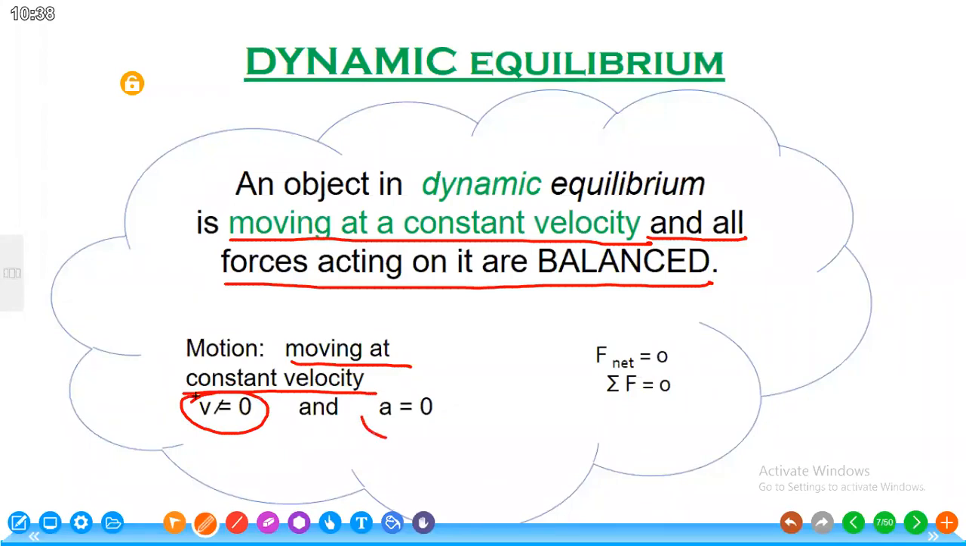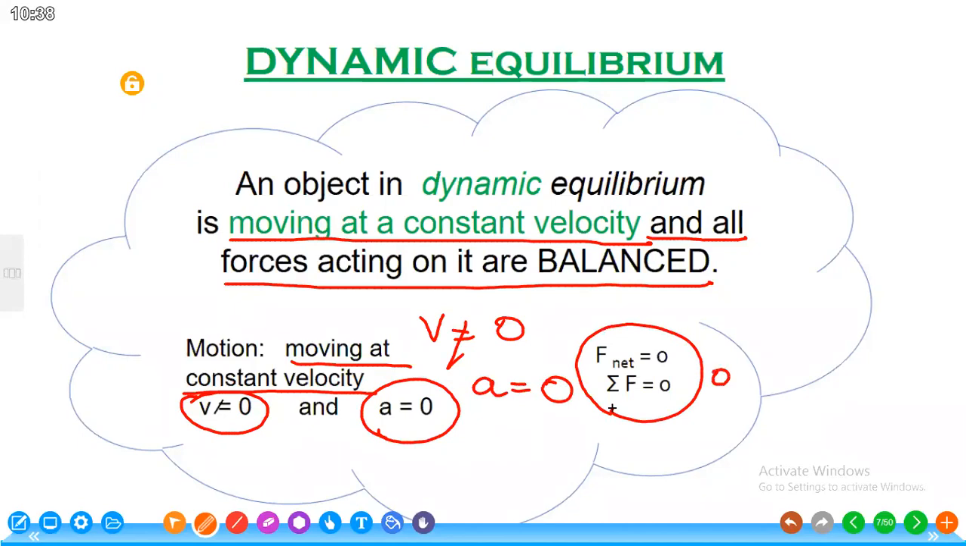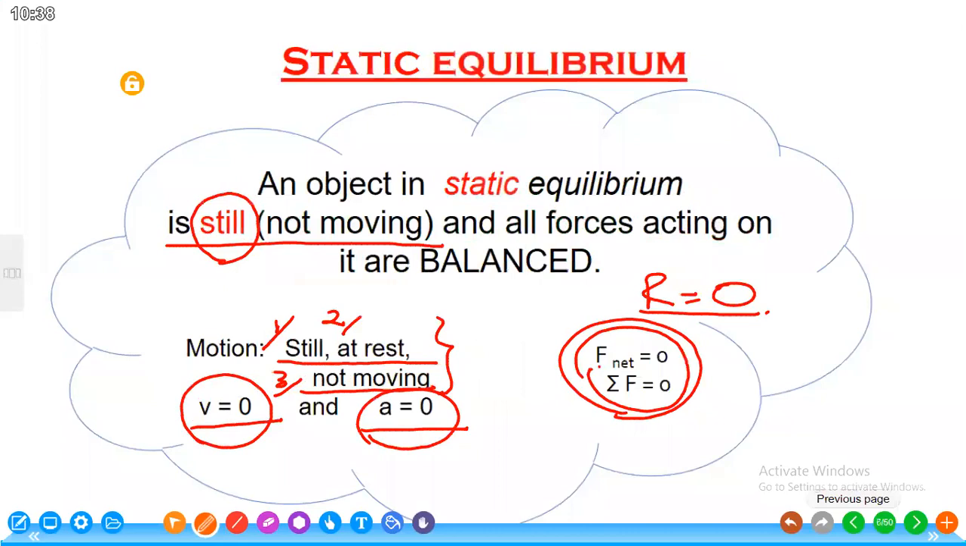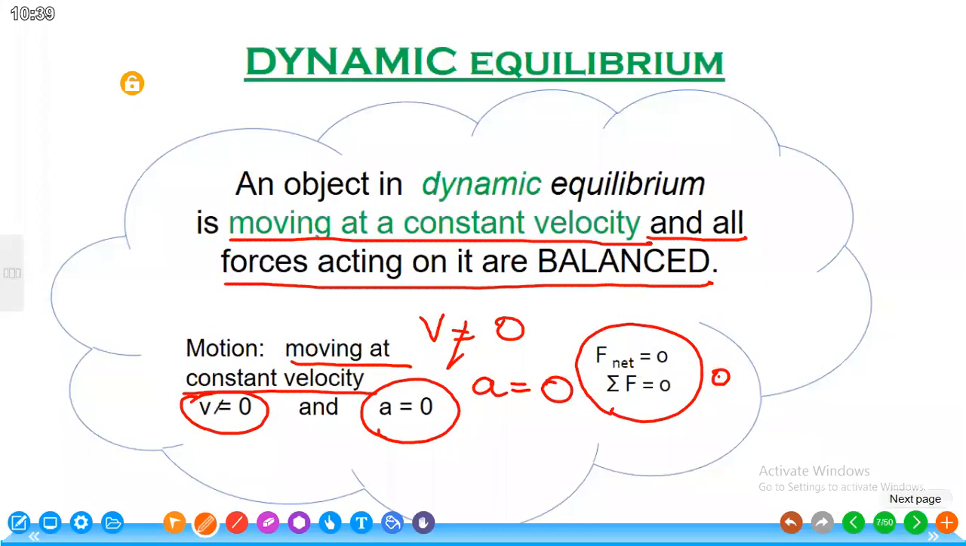But acceleration comes to 0. You should know about velocity is not 0, but acceleration comes to 0. But resultant force, F net, becomes 0. Students, you should know about the difference between dynamic equilibrium and static equilibrium. Static equilibrium, not moving. Then you know about the difference between the static and dynamic.